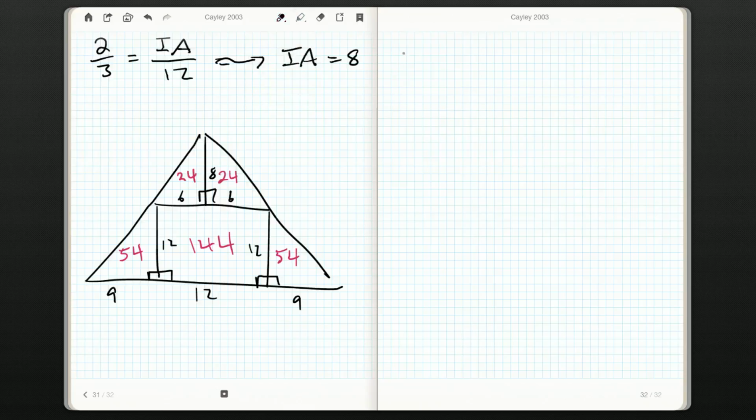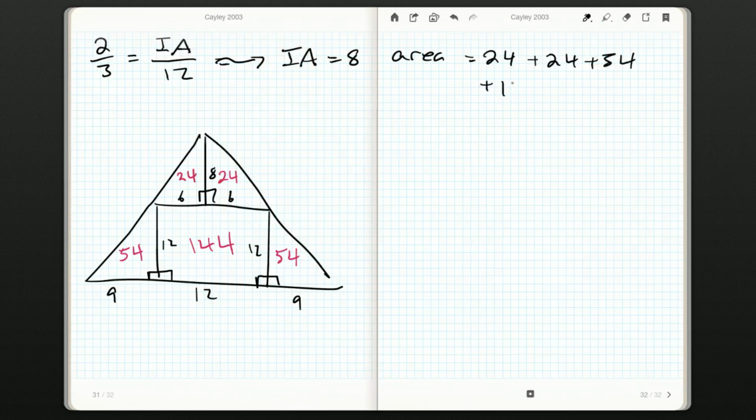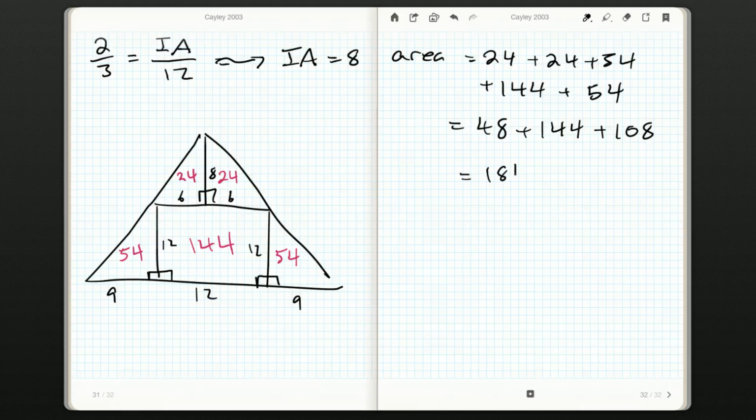So ultimately the area is 24 plus 24 plus 54 plus 144 plus 54. And that's 48 plus 144 plus 108. The 48 and the 144, that would be 192. 184 plus 16, that's 100. So we should get an answer of 300.